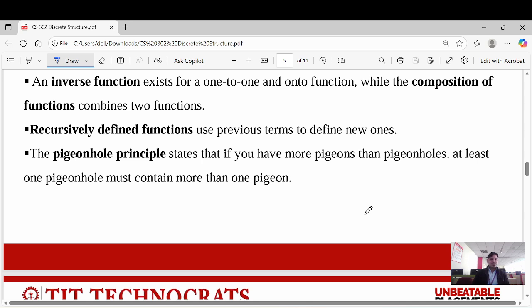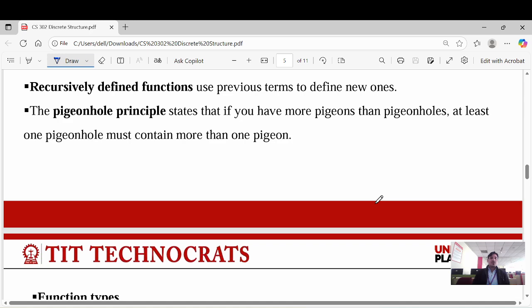The pigeonhole principle states that if you have more pigeons than pigeonholes, it means if we have more pigeons, which are called objects, and fewer boxes in which we have to put pigeons, then at least one pigeonhole must contain more than one pigeon.